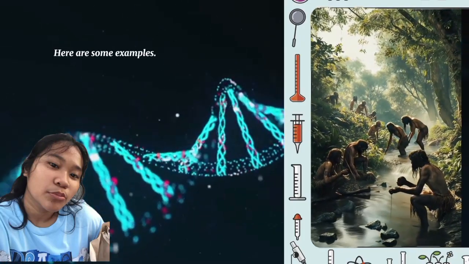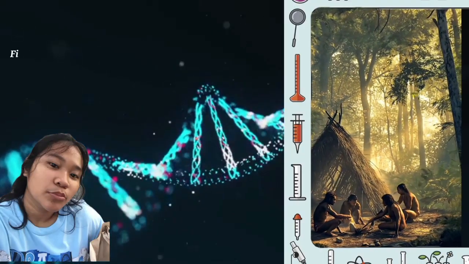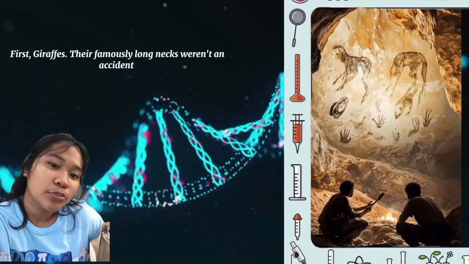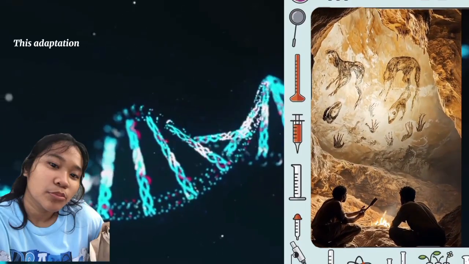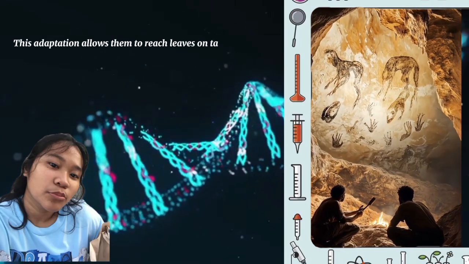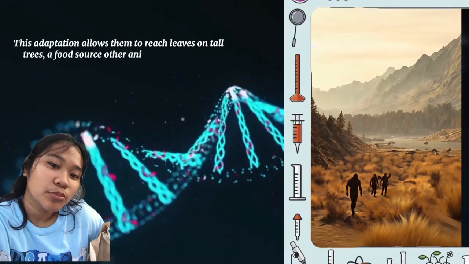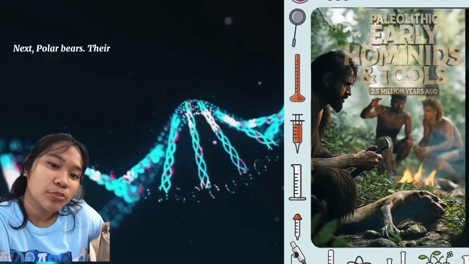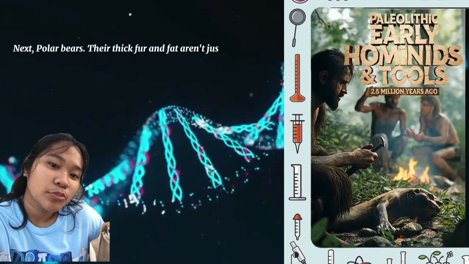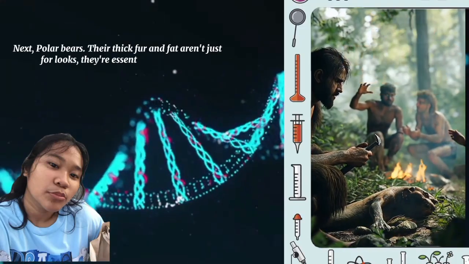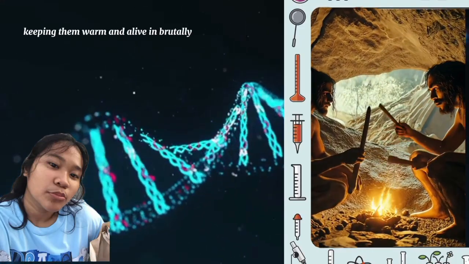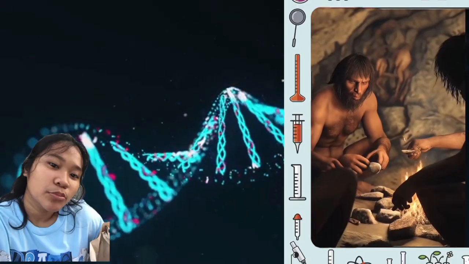Here are some examples. First, giraffes. Their famously long necks weren't an accident. This adaptation allows them to reach leaves on tall trees, a food source other animals can't access. Next, polar bears. Their thick fur and fat aren't just for looks. They are essential insulation, keeping them warm and alive in brutally cold, snowy environments.